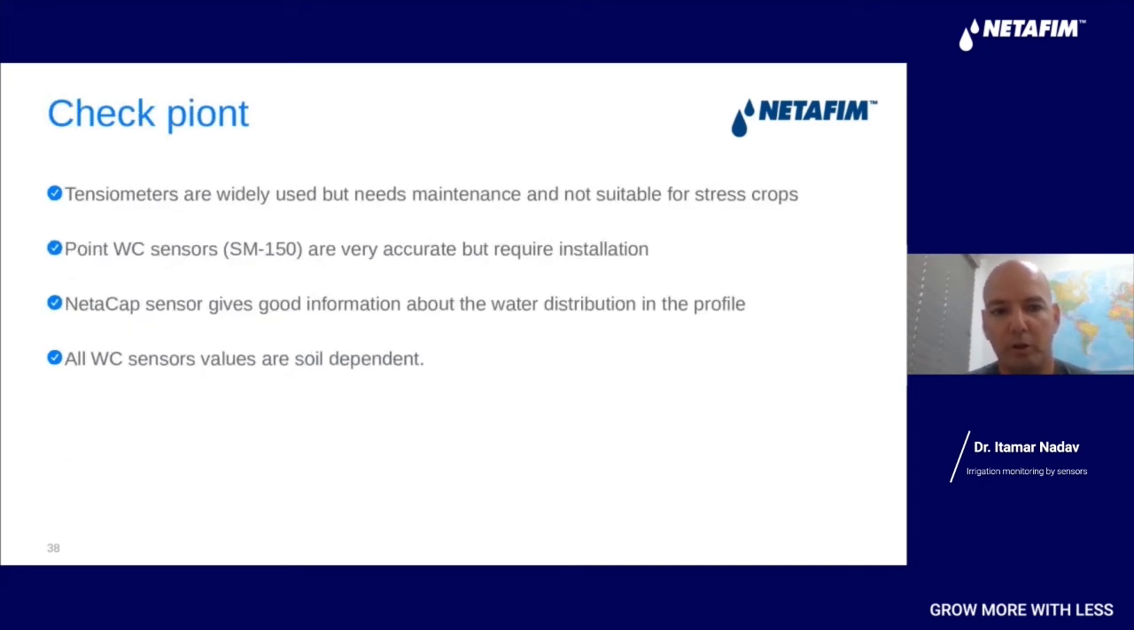So let's do a quick checkpoint of this presentation so far. So tensiometers are widely used but need maintenance and are not suitable for stress crops. Point water content sensors like the SM150 are very accurate but need installation. The NetaCap sensors can give good information about the entire soil profile and water distribution in the soil. And all the water content sensors are value dependent and need interpretation.